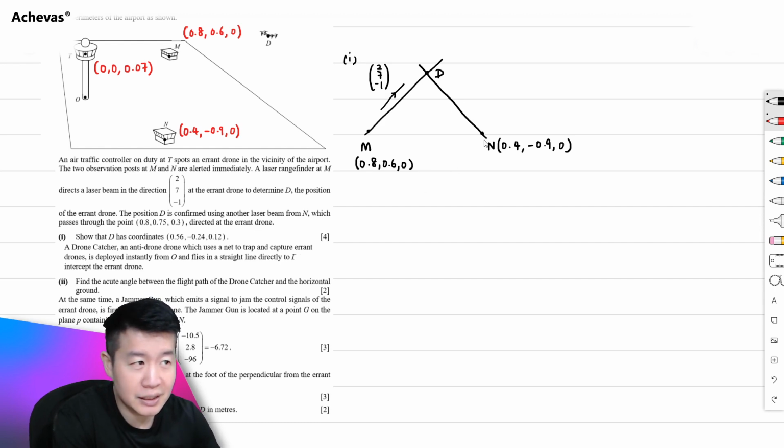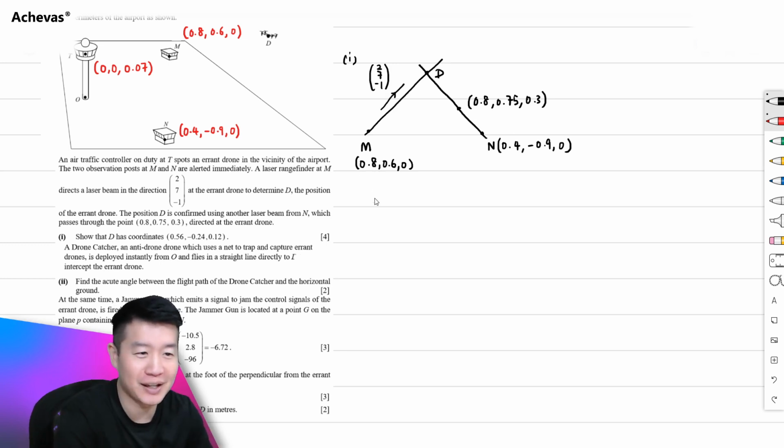And according to the question, this laser beam is going to pass through another point. The other point is (0.8, 0.75, 0.3). You know what the problem with this question is? The problem is the numbers that are given. They are very boring numbers, calculation-wise. I think in the exam, no one cares, okay? But when you are doing this as practice, the numbers themselves are really a bit too tedious, because it's just numbers.